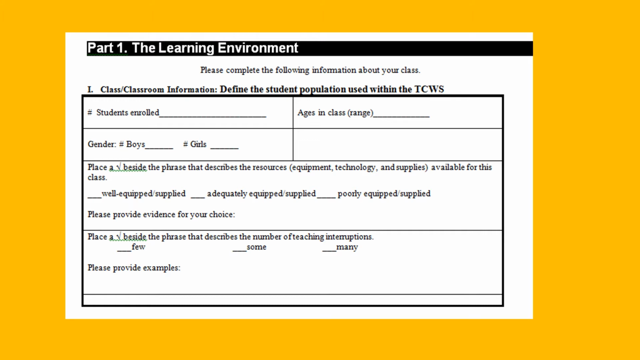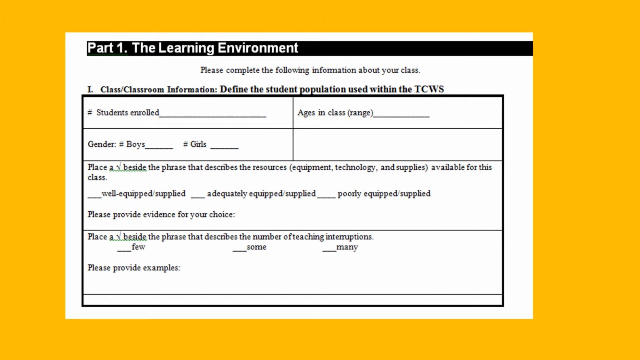Notice here that it has provide evidence, and so because it's a perception and it's subject to your thinking about the class, you want to put your evidence of why it is that you've chosen the answer that you have. What you believe is an adequately equipped classroom, someone else may believe is a poorly equipped classroom. So you just want to justify your thinking as we ask the students to do when they're doing their work.